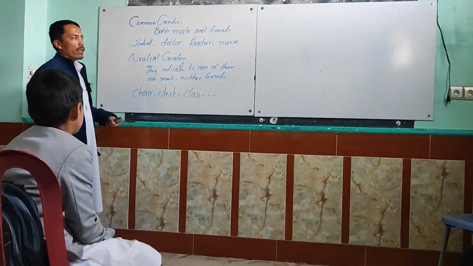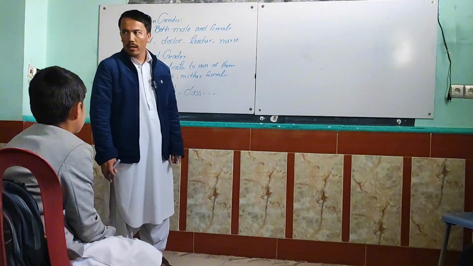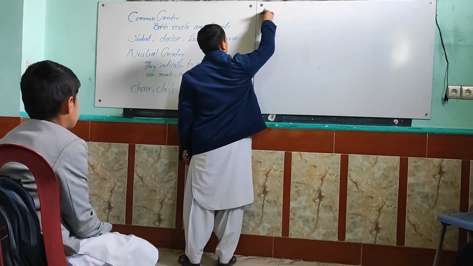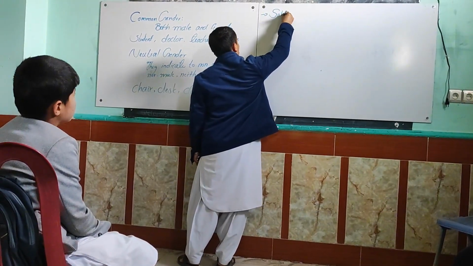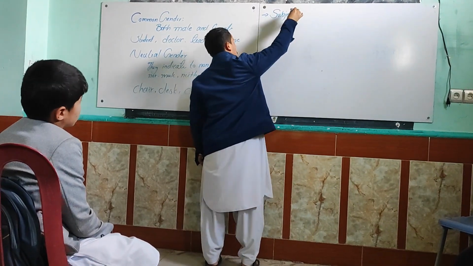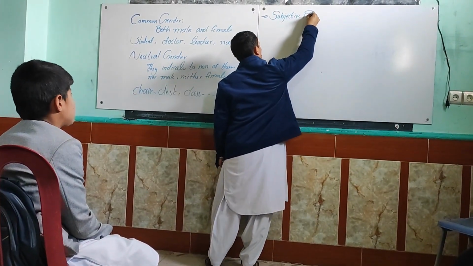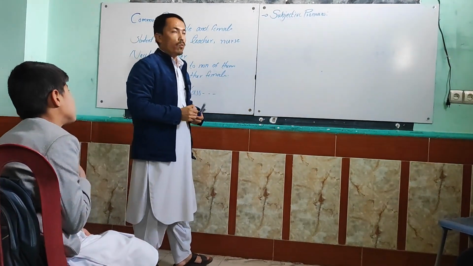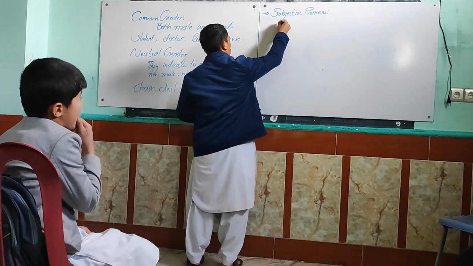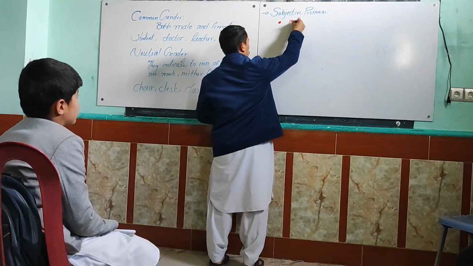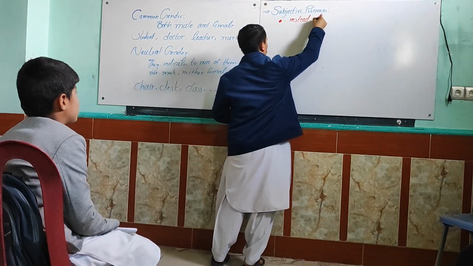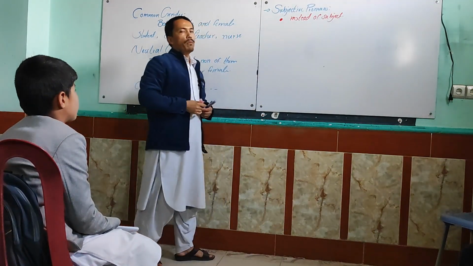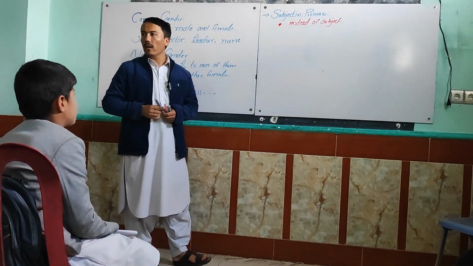Now, noun is finished and we come to personal pronouns. Especially, we want to talk about subjective pronouns. The first type of personal pronoun is subjective pronouns. If we define subjective pronouns, what do we say? We say that subjective pronouns are used instead of subject. Very easy definition. Look, subjective pronouns are used instead of subject.